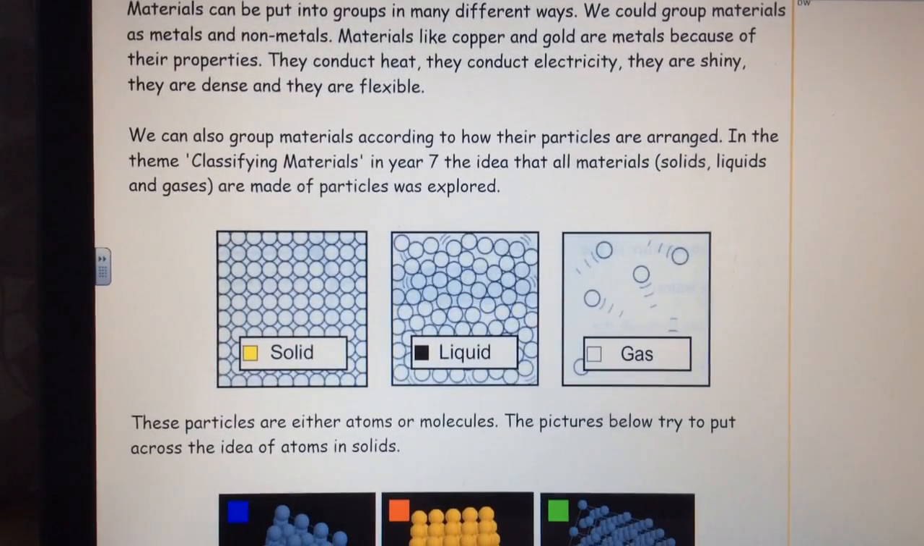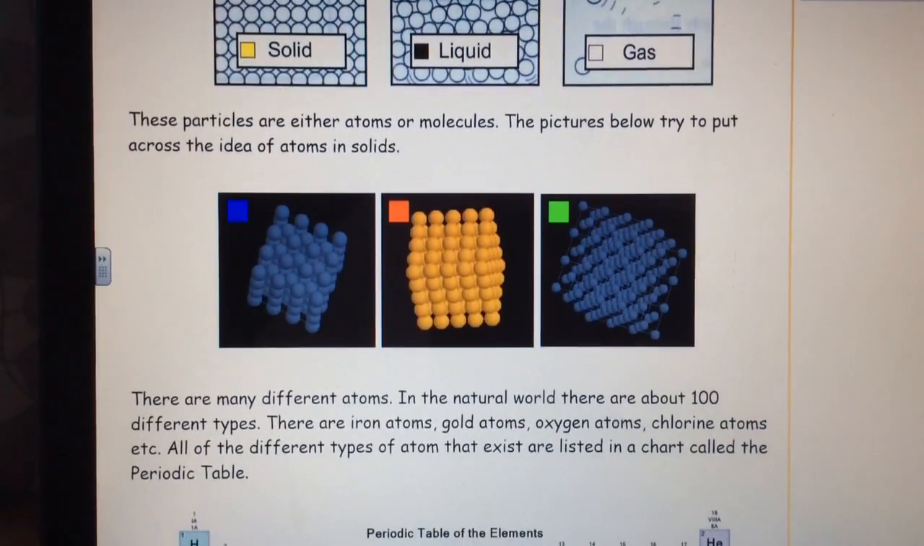We can also group materials according to how their particles are arranged. In the theme Classifying Materials in Year 7, the idea that all materials, solids, liquids and gases, are made of particles was explored. These particles are either atoms or molecules. The pictures below try to put across the idea of atoms in solids.